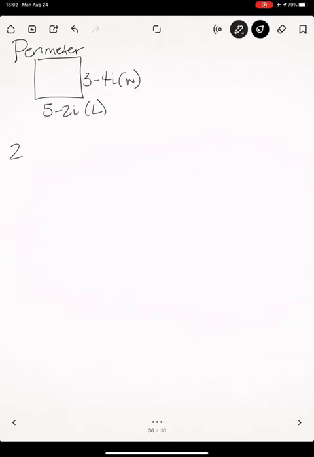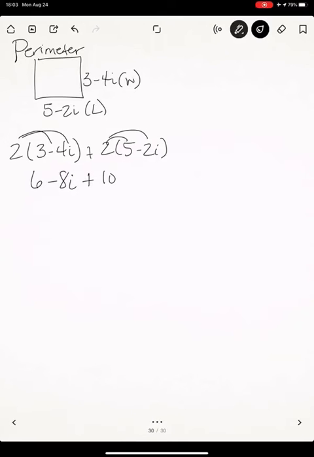So we're going to say 2 times our width, which is 3 minus 4i, plus 2 times our length, which is 5 minus 2i. Okay, so again, we distribute the 2 inside our parentheses on both sides, both numbers. 2 times 3 is 6. 2 times negative 4i is negative 8i. 2 times 5 is 10. And then 2 times negative 2i is minus 4i. Okay, so now we're going to put our like terms together. We got 6 and 10 give us 16. And then negative 8i and negative 4i give us negative 12i. Okay?